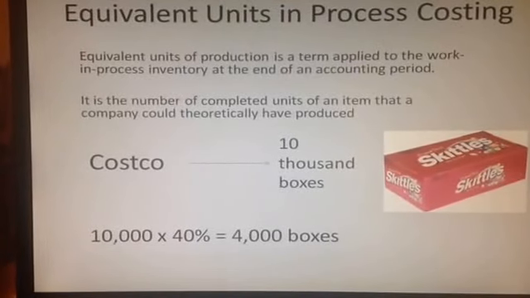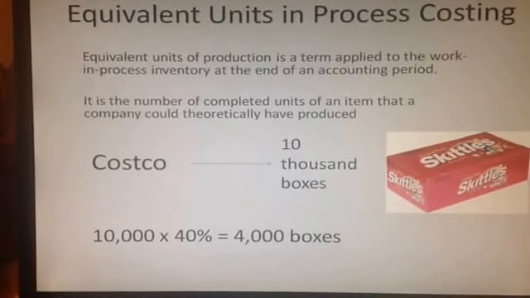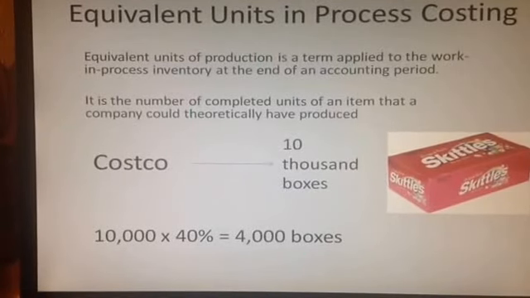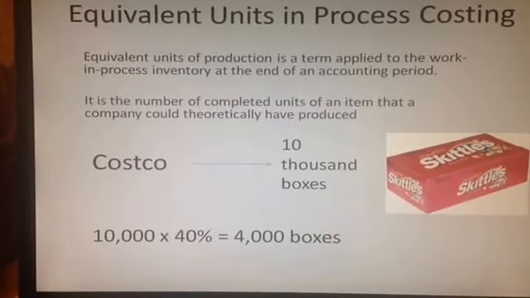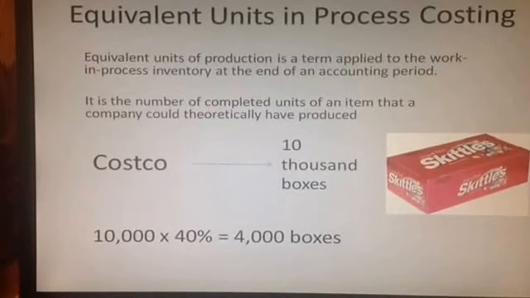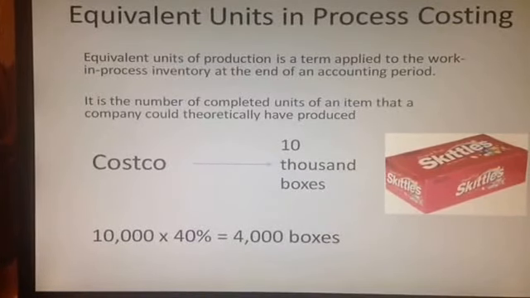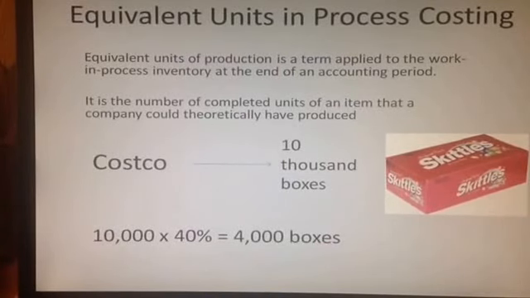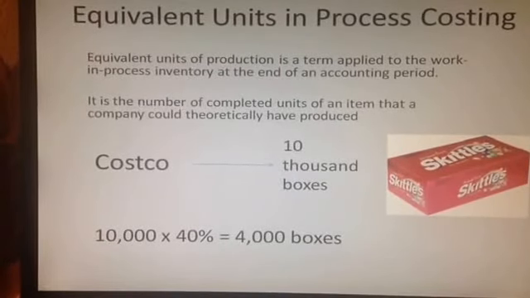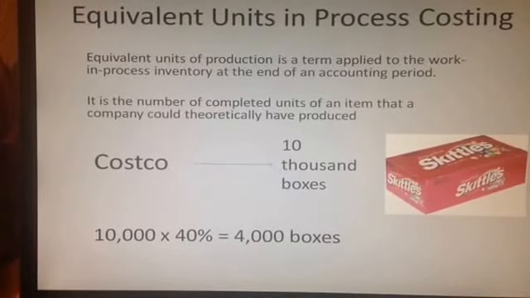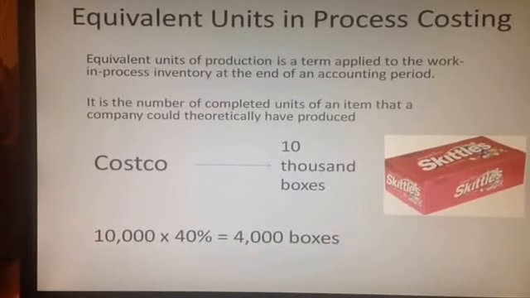Now let's take a look at equivalent units of production. Equivalent units of production is a term applied to the work in progress inventory at the end of the accounting period. It is the number of completed units of an item that a company could theoretically have produced, given the amount of direct materials, direct labor, and manufacturing overhead costs incurred during that period for the items not yet completed. We use equivalent units in process costing because the orders are usually very big. If we are only halfway done with an order, equivalent units will help us state our profits and goods anytime throughout the process.